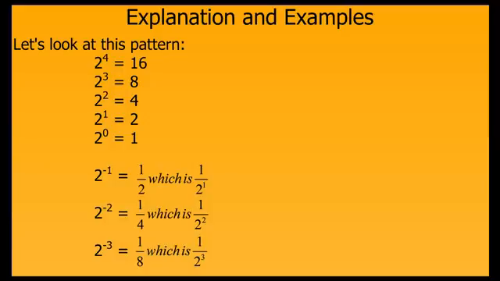If we go one more step and divide by 2 again, for 2 to the negative 2, we would then get 1/4, which we could also write as 1 over 2 to the second. One more step, divide by 2 again, and we'd get 1/8, or 1 over 2 to the third. Hopefully, you're seeing the pattern here.